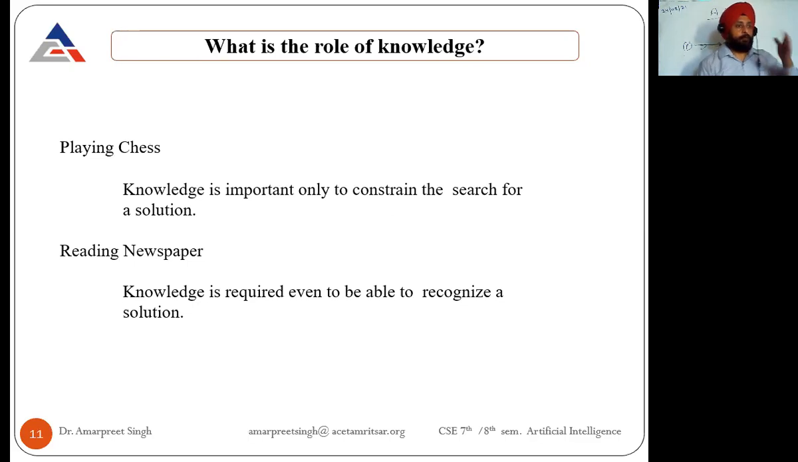Playing chess. So what is the role of knowledge? How much knowledge is required to solve a particular problem? What is the role of knowledge to handle a problem? Certain problems do not need much knowledge about that particular problem because it is easy. But some problems need in-depth knowledge so that they can be solved.